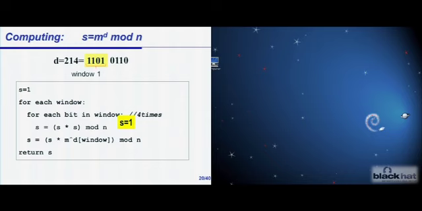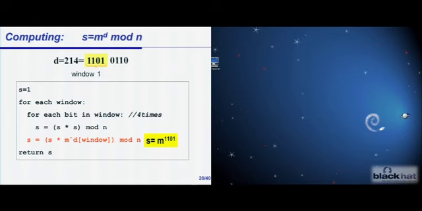I come here, for the first iteration, there is no squaring to be done. And then I multiply by that m to the d for the first window, 1101. By the way, as soon as the message arrives, we can pre-compute m to the power of all the possible values in any possible windows.